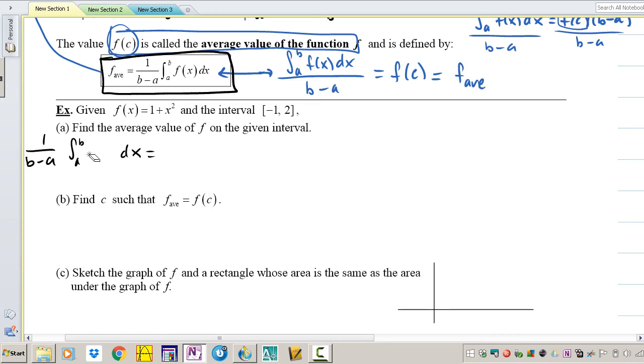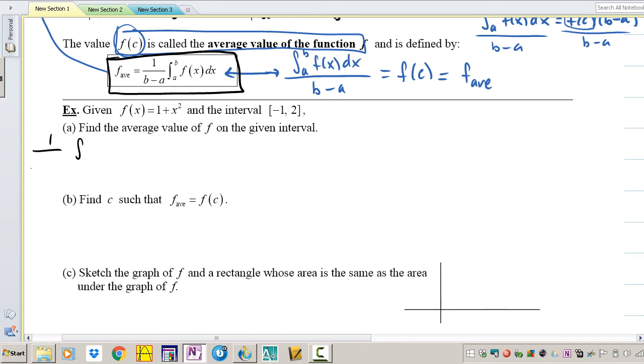So let's go ahead and change this f prime into what the actual problem is. 1 plus x squared dx. We're going from a to b, so it's from negative 1 to 2. So this has to be 2 minus a negative 1. So let's go ahead and rewrite this as 1 over 3 integral from negative 1 to 2 of 1 plus x squared dx.